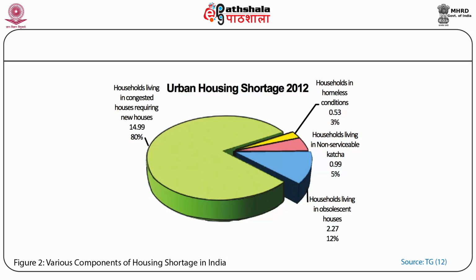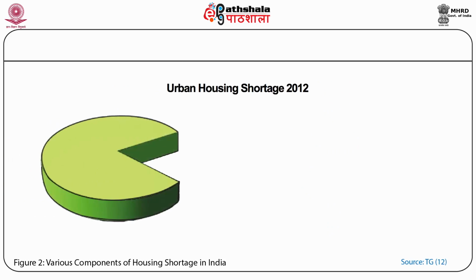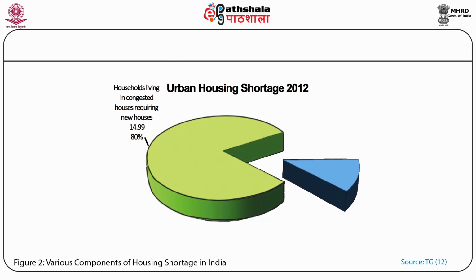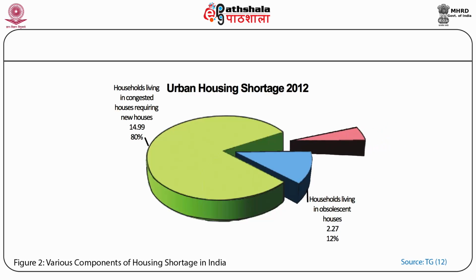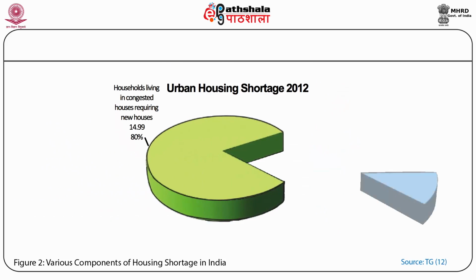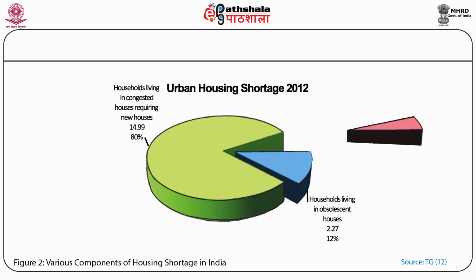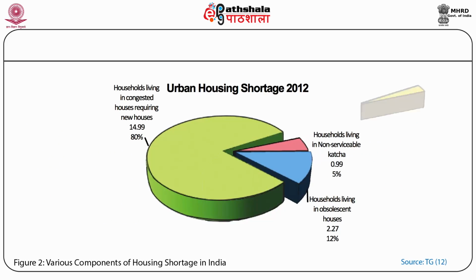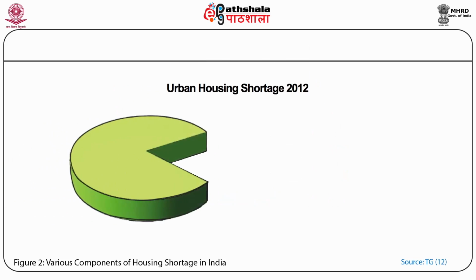The second one is the congestion factor. The number of households residing in unacceptably congested conditions from a physical and socio-cultural point of view, with married couples sharing the room with other adults, etc., is estimated to be 14.9 million. This component constitutes the biggest proportion, that is 80% of the total housing shortage in the country.